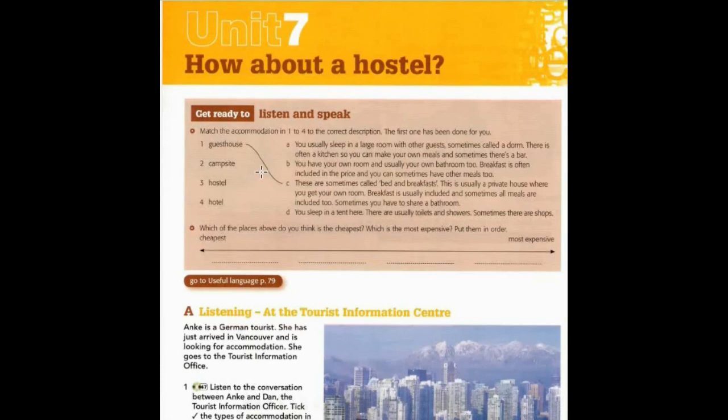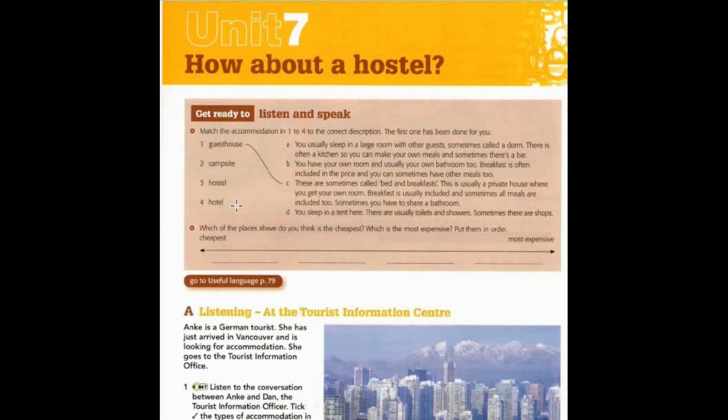While in the case of the campsite, which goes to option D, you sleep in a tent. Here there are usually toilets and showers. Sometimes there are shops as well. And then we have the third one, the hostel. You usually sleep in a large room with other guests, sometimes called a dormitory or dorm. There is often a kitchen so you can make your own meals, and sometimes there is a bar or inn.